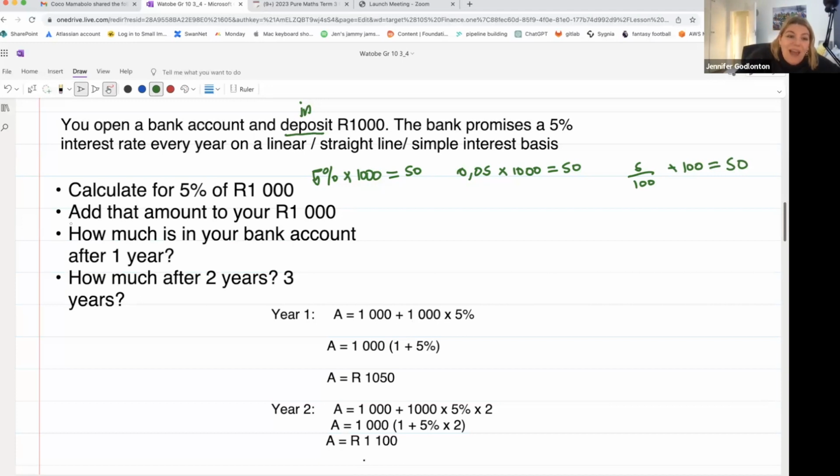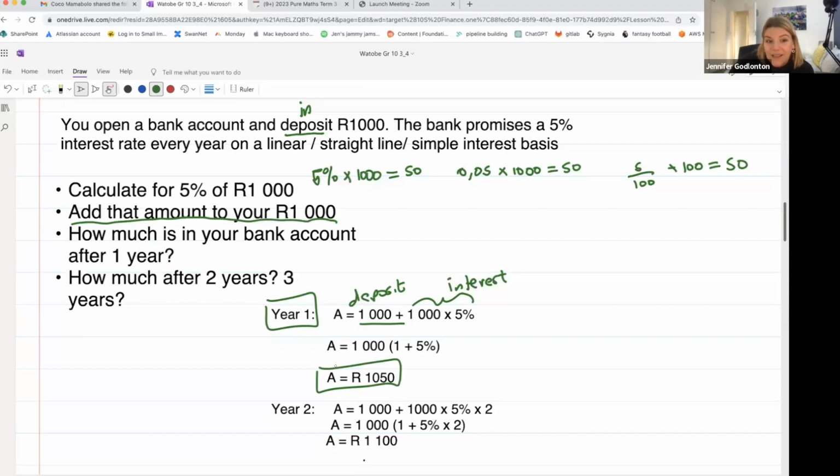Okay, add that amount of money to your 1,000 Rand. So in year one, we had the 1,000 Rand, that was our deposit. That was what we started with. And this over here, that's our interest. So we have our initial amount of money plus our interest, and so at the end of year one we land up with 1,050 Rand.